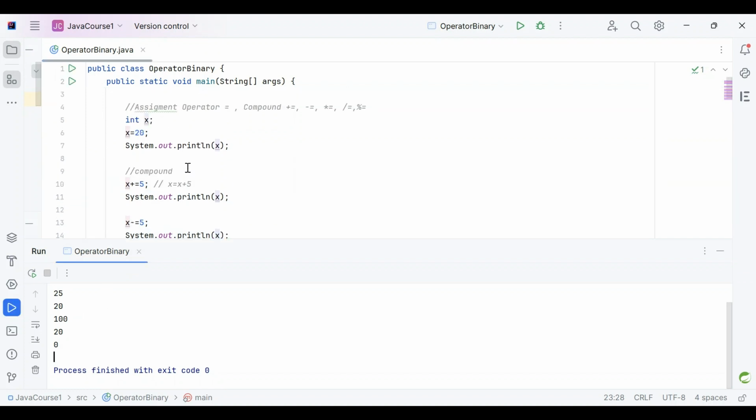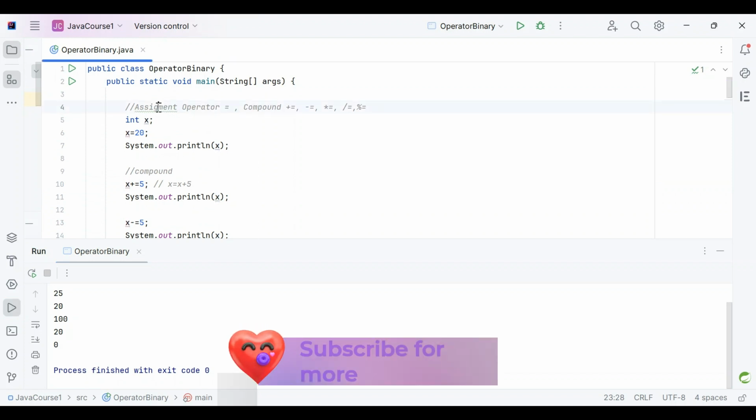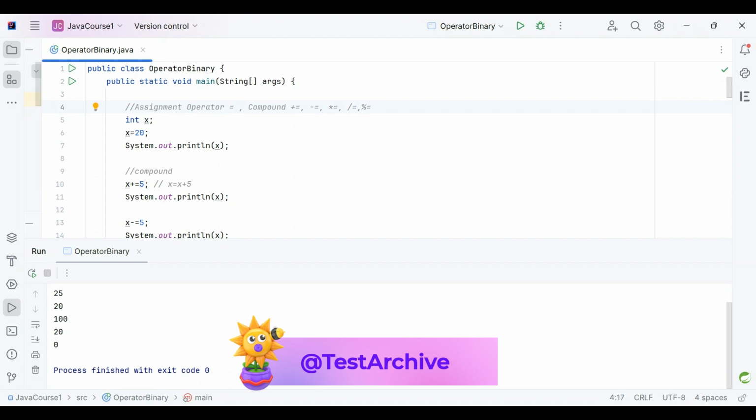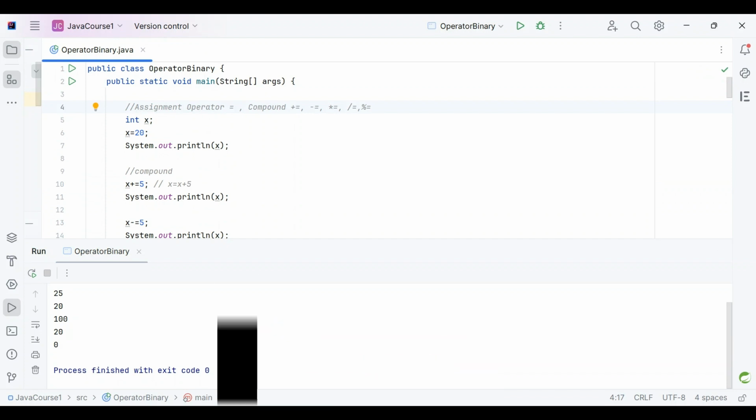So I think the assignment operator is the simplest operator after the arithmetic operator. I think the arithmetic operator is the simplest one, and the second one that is very simple is the assignment operator. I would suggest you to try something with different numbers and keep me posted with the result, and let me know what numbers you're choosing for the assignment operator.